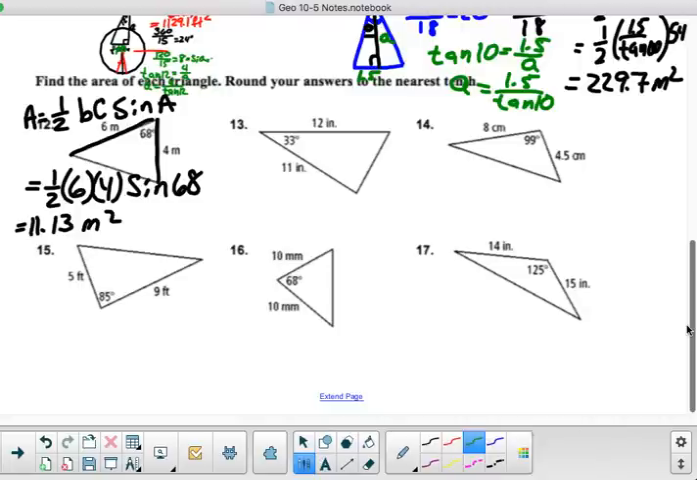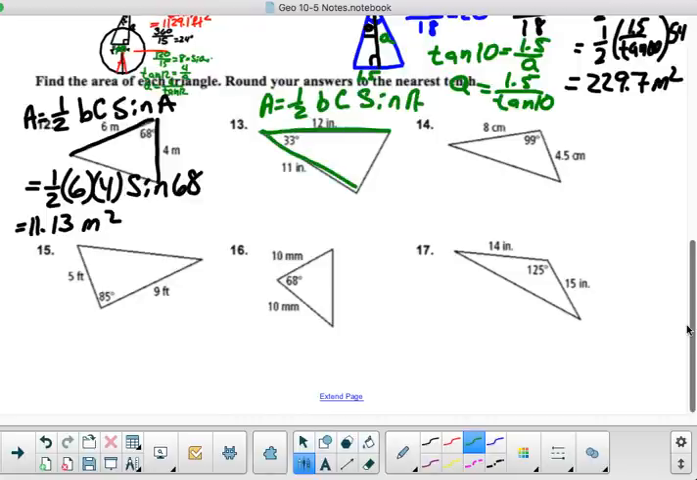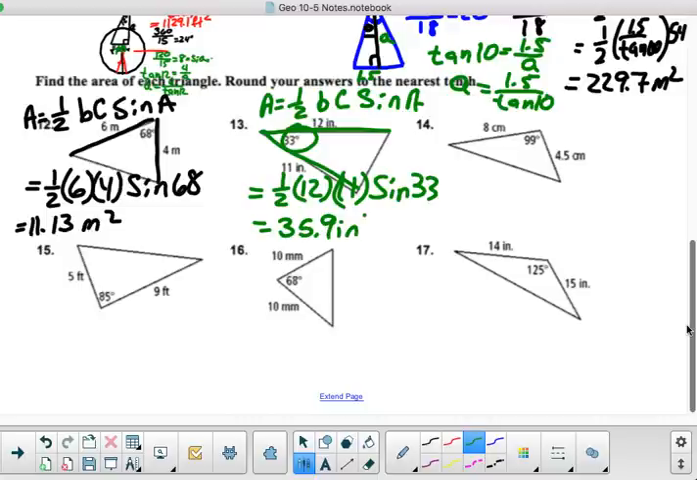Now, I want you to emphasize on this that I can find the area of a triangle given the sides that make the angle. So I have area is 1/2 bc sine of A. So I have 1/2 times 12 times 11 times the sine of 33. That is going to come out to be 35.9 inches squared. That's the area of that triangle.